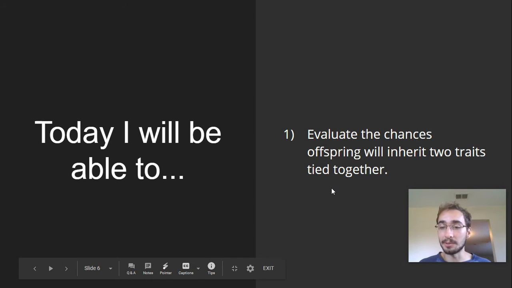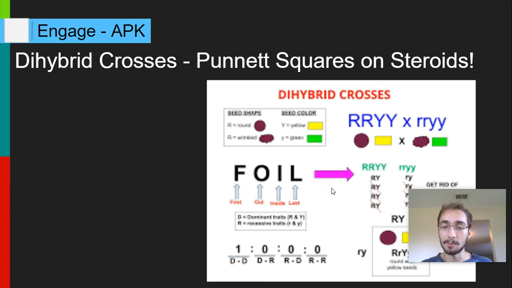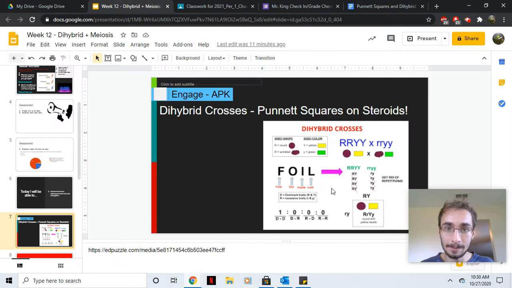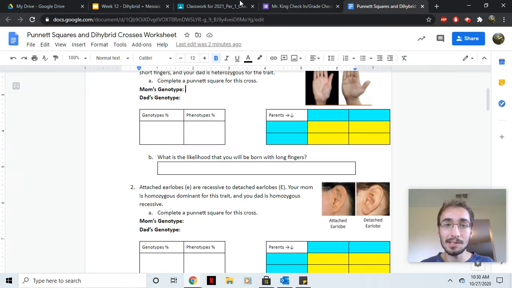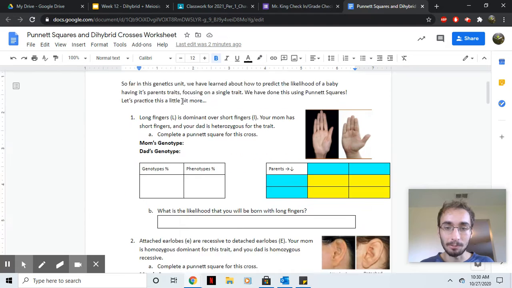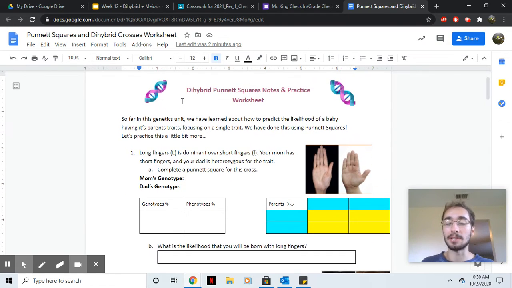Here's what we're doing today. You're going to evaluate the chances offspring will inherit 2 traits together. So dihybrid crosses are like punnett squares on steroids. We'll go over that in a sec. Here's the worksheet for the day. We're going to start with punnett squares because you got to learn to walk before you can run. And that's kind of like punnett squares and dihybrid crosses.